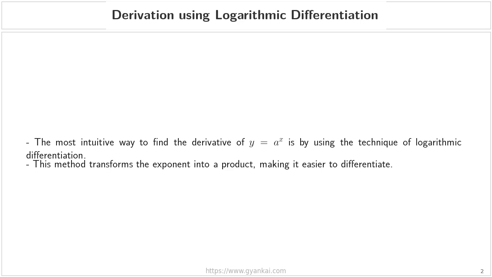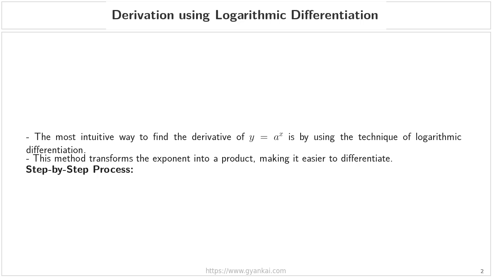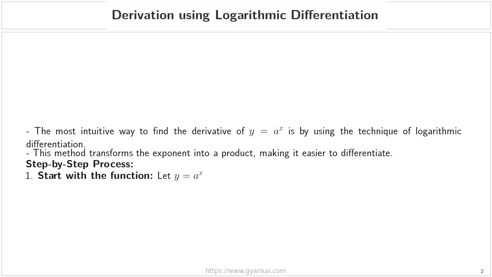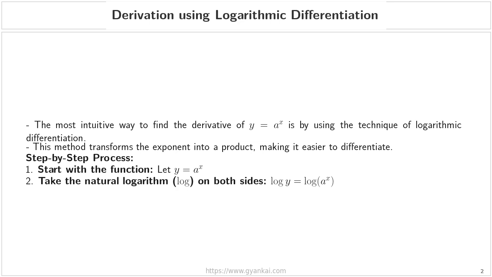The primary advantage of this method is that it transforms the exponent into a product, which makes the differentiation process much more straightforward. Let's walk through the step-by-step process together. First, we start with our function, y equals a to the power of x. To begin the transformation, we take the natural logarithm of both sides. This gives us the natural log of y equals the natural log of a to the power of x.